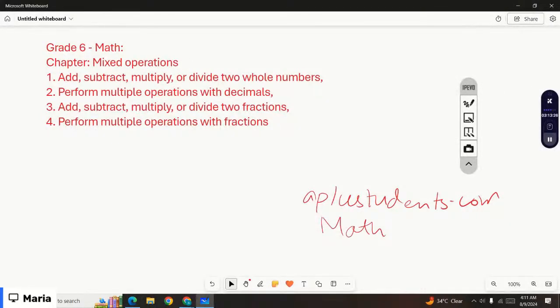Then you have to select the math tab. Scroll down to grade 6 math and then click on it. There you can find a list of the chapters. We're going to start with the chapter mixed operations. The lessons we're going to cover today are add, subtract, multiply or divide two whole numbers, perform multiple operations with decimals, add, subtract, multiply or divide two fractions, perform multiple operations.